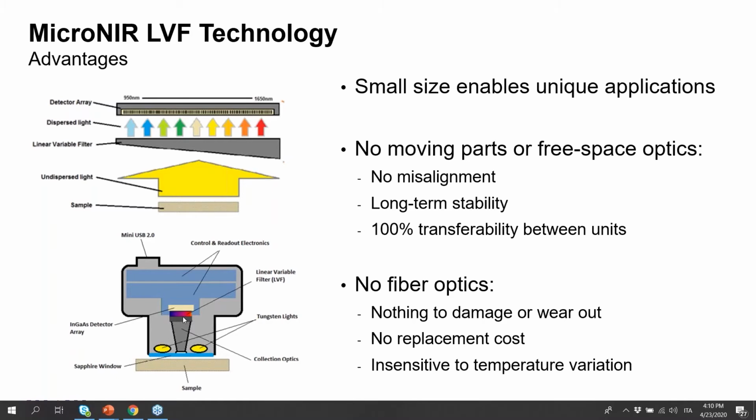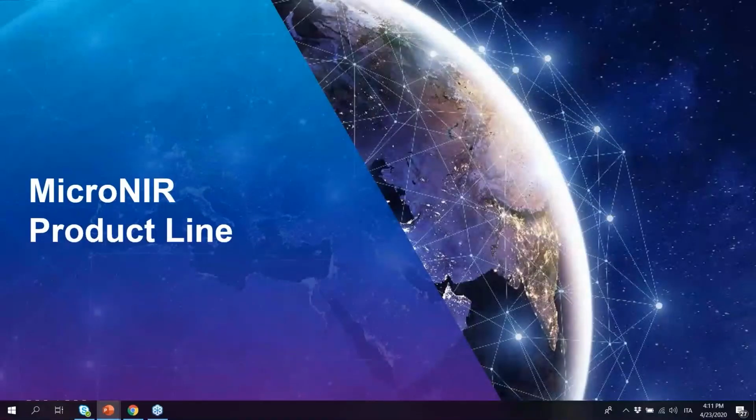And the fact that there are no moving parts is for us a key point, because it means that there is no risk of misalignment, there is long-term stability and 100% transferability between the different units. On top of this, there are no fiber optics inside, so nothing that can be damaged or wear out. There are no replacement costs and it is completely insensitive to temperature variation.